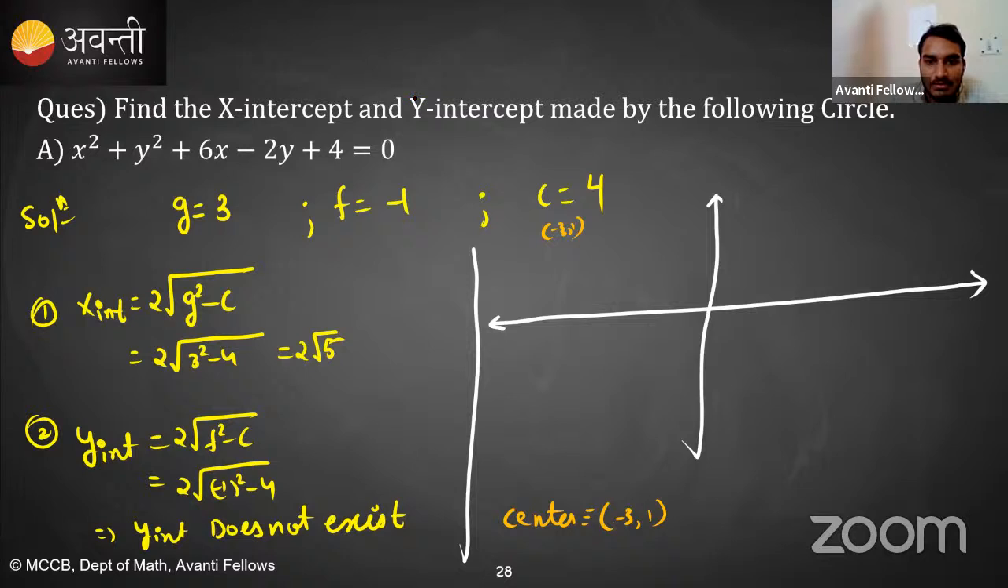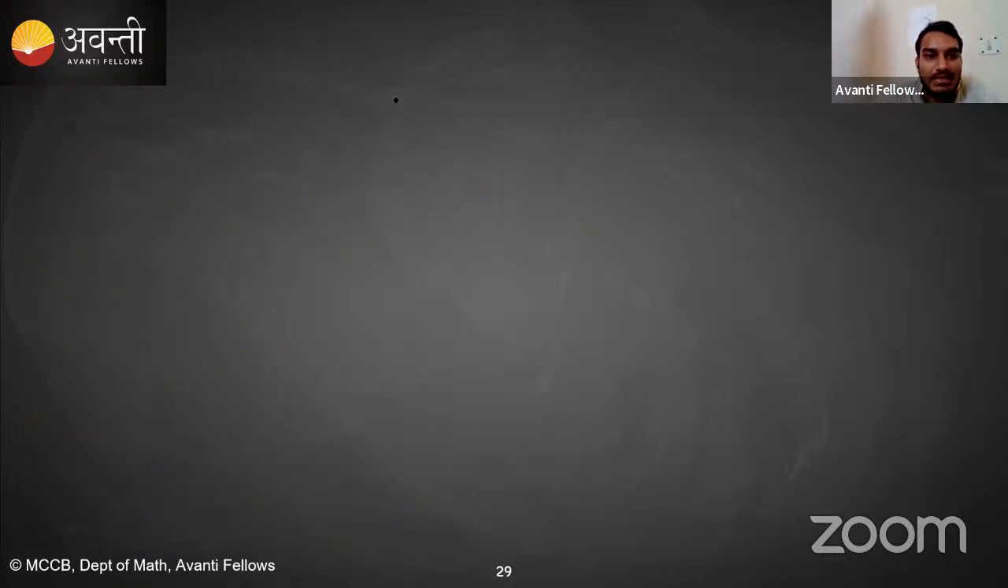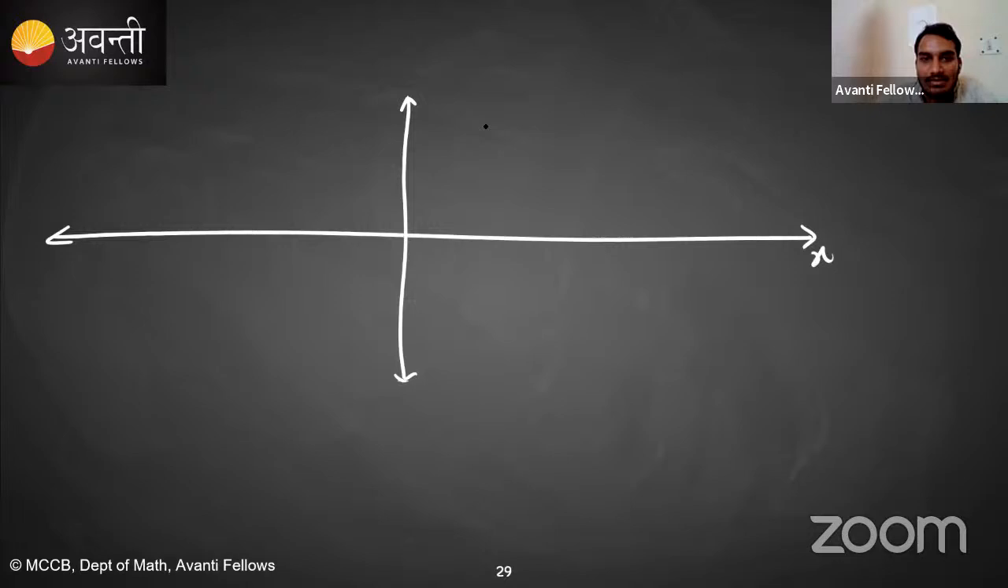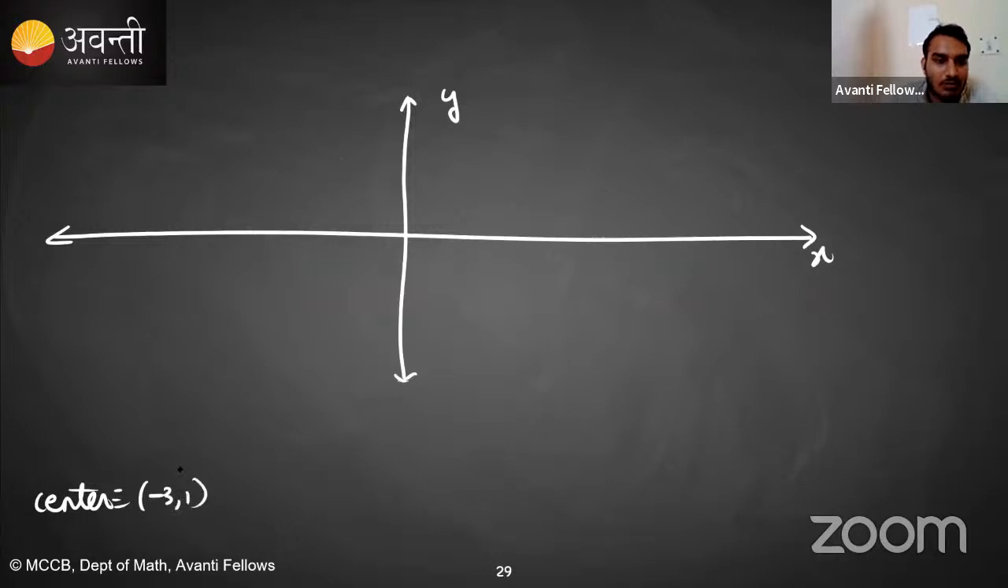I want you to realize that if the circle equation is given, then you can actually draw a rough sketch of the circle. If you know the center, radius, and the x-intercept and y-intercept, it is quite easy to plot the circle. This is the x-axis, this is the y-axis. The center is minus g comma minus f, so -3 comma 1. Somewhere here we will get -3 comma 1.